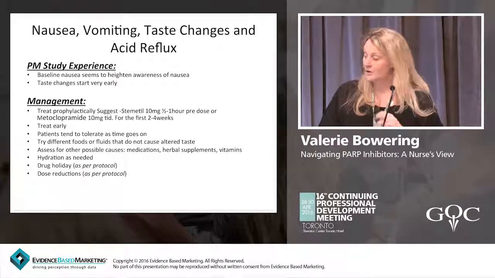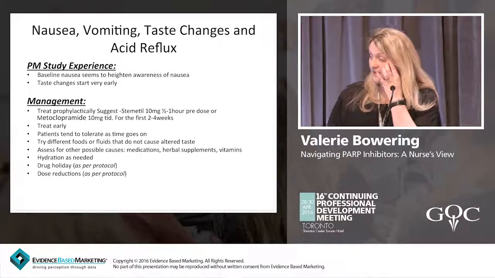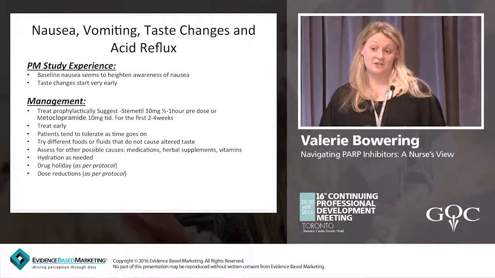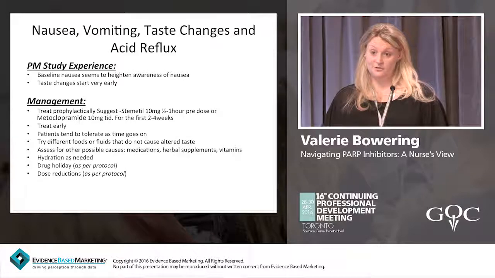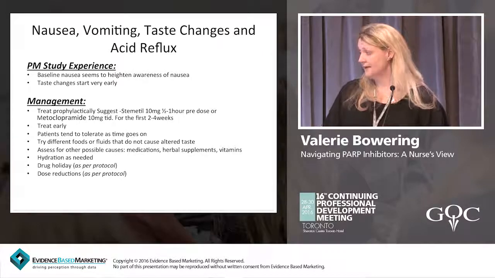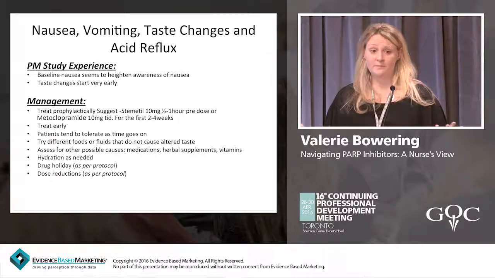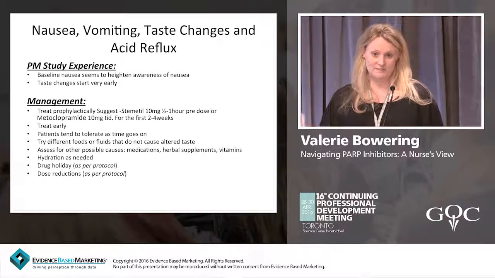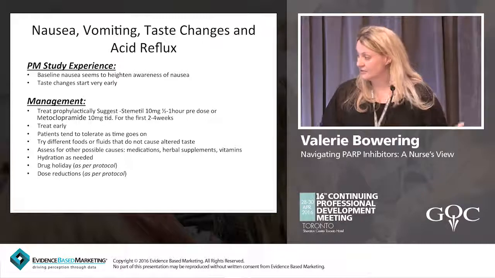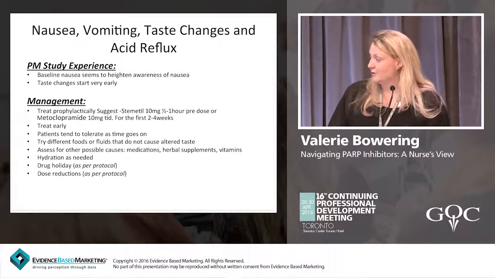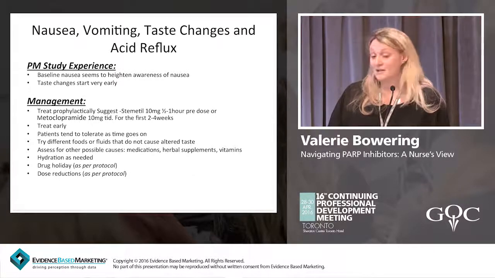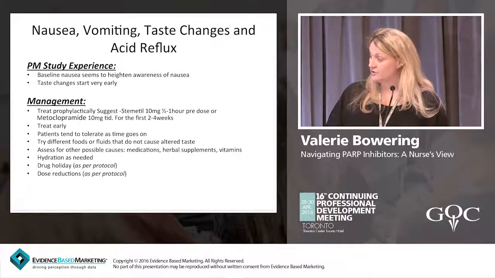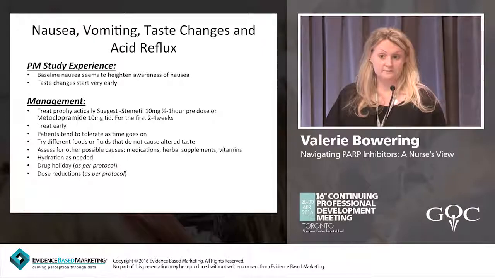Try different foods or different fluids. I had one patient who was used to drinking bottled water, and she actually just changed the type of water that she was drinking, and that helped her. Other things, like with our basic nursing, changing from metal to glass or those types of things, might help as well. Assess for other causes, herbal supplements, vitamins, hydrate as needed, okay? And again, this is still in clinical trials, so drug holiday or dose reductions as needed.